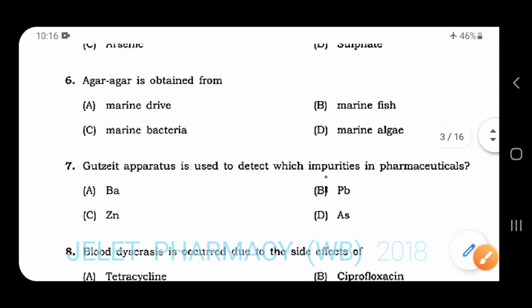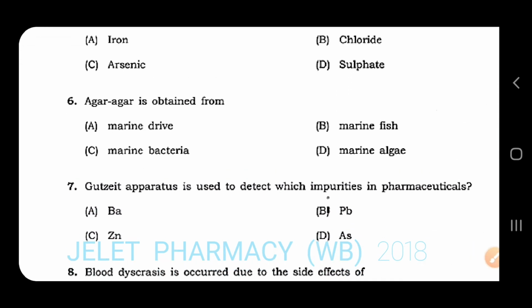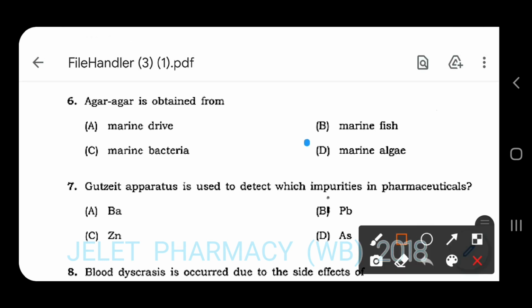Now question number 6. Agar-agar is obtained from marine life, marine fish, marine bacteria, marine algae. The correct answer is D, that is marine algae.